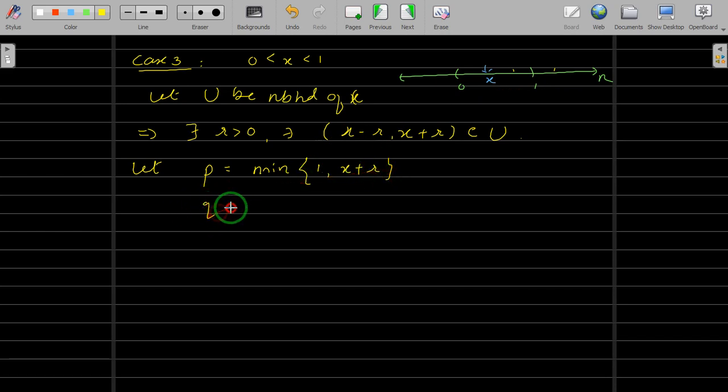Let us take Q to be now x minus r. So x minus r can be here or here. If x minus r is here, you will take x minus r. If x minus r is here, then you will take 0. So maximum of 0 and x minus r. Okay, all are positive distances. x minus r, x plus r need not be inside.